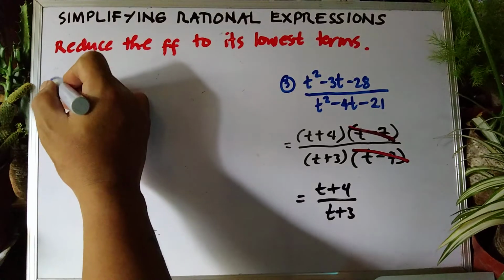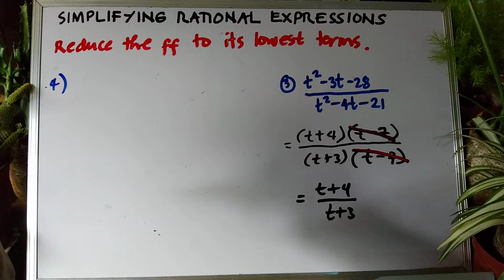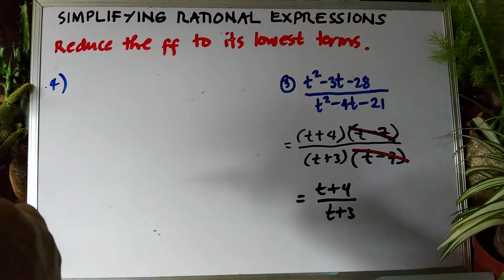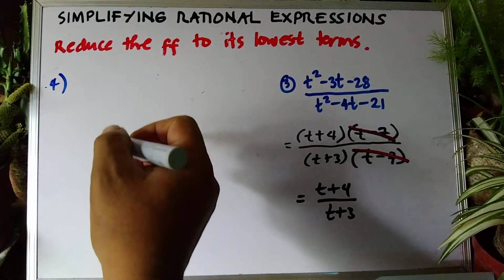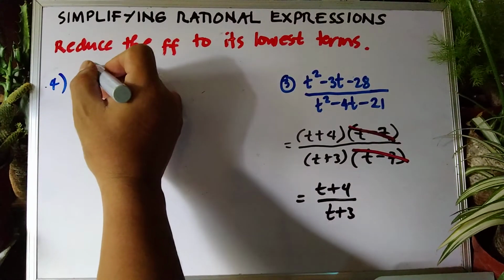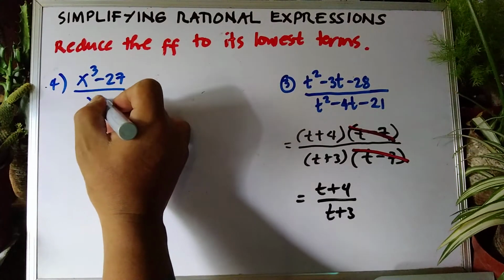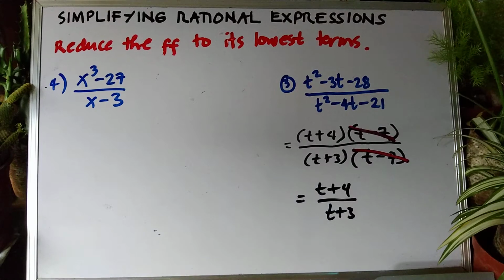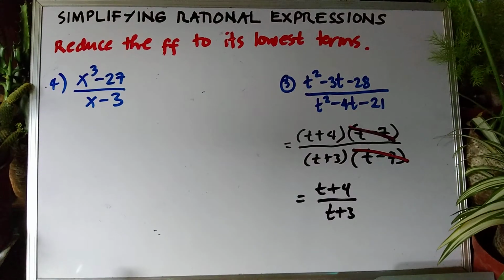Example number 4. Okay. I will look for another example, that is x cubed minus 27 all over x minus 3. Okay. So this is it. We need to simplify this, reduce to its lowest term.